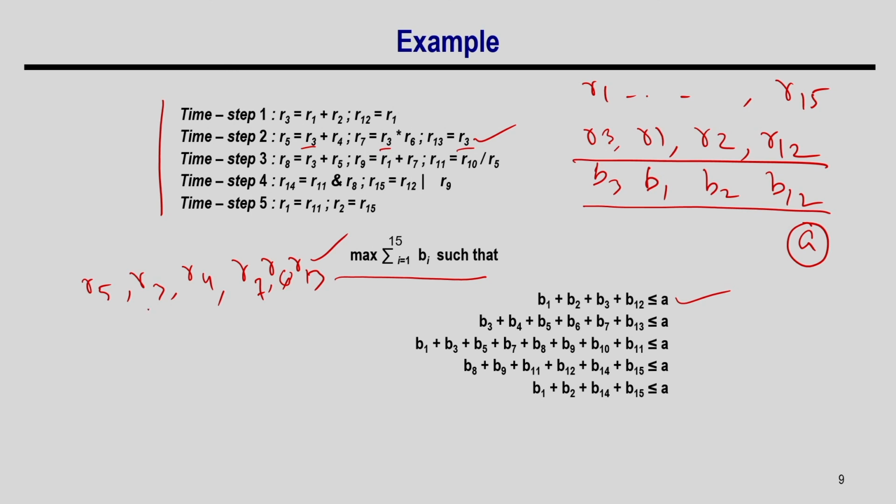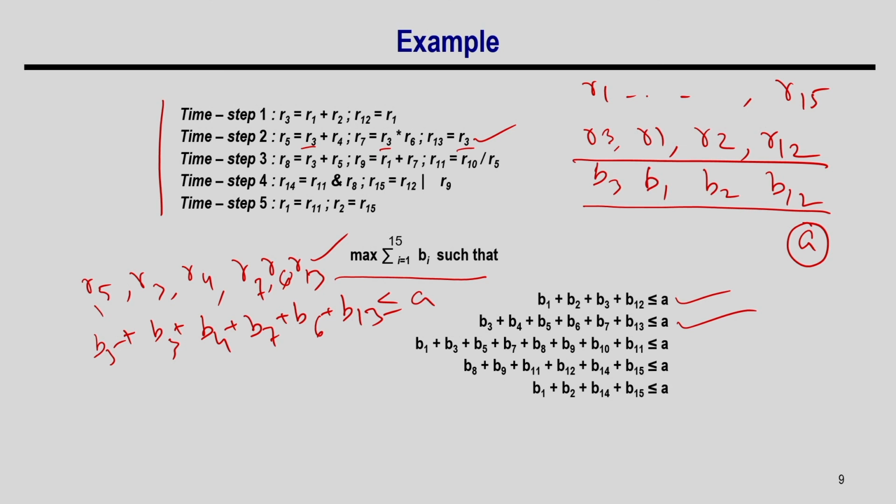So, I can consider only R3 equal to 1 time, because if I read it from the bank once I can use it in multiple operations. The corresponding variables are B5, B3, B4, B7, B6, B13. So, the summation B3 plus B4 plus B5 plus B6 plus B7 plus B13 should be less than or equal to A. This makes sure that if A equals 2, only 2 of these 6 variables can be mapped to this register bank.